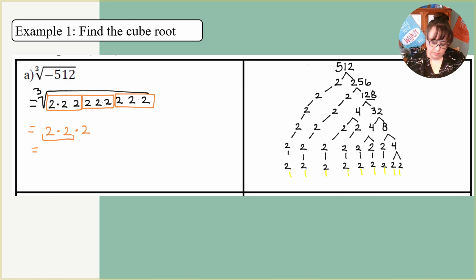So 2 times 2 is 4. And 4 times 2 is 8. So the cube root of negative 512 is 8. Oh, there's a huge mistake here. And this is why we are doing this problem.